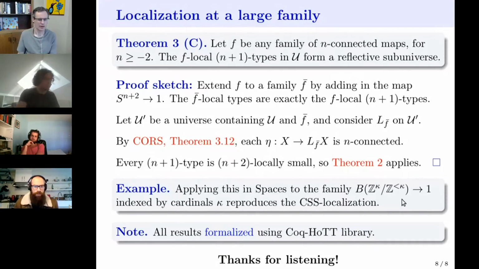No, in fact, one of the results that I didn't mention is that an n-type is small if and only if its homotopy groups are small. Oh, very cool. And more generally, an n-locally small type is actually small if and only if its first n or so homotopy groups are small. All right, great. Thank you.